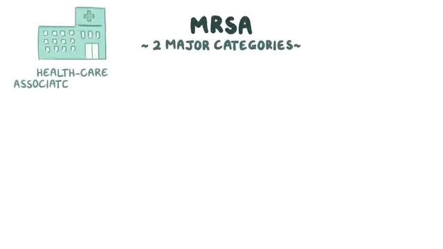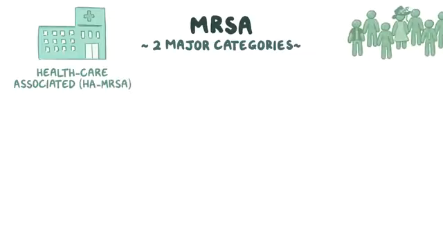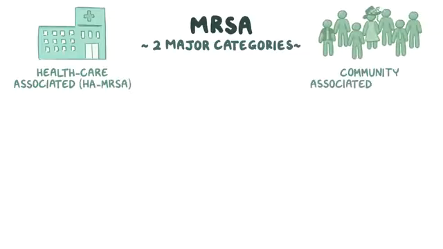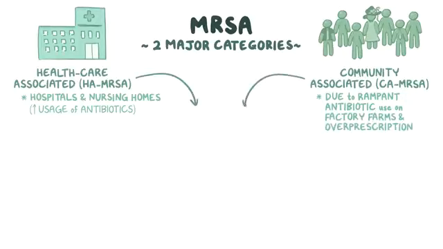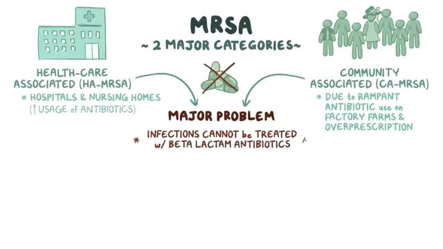There are two major categories of MRSA: the healthcare-associated MRSA, or HA-MRSA, and community-associated MRSA, or CA-MRSA. HA-MRSA is found in places like hospitals and nursing homes, where there are lots of chronically ill patients with a high usage of antibiotics. CA-MRSA is found in the community, and is thought to be due to rampant antibiotic use on factory farms, and overprescription of antibiotics.